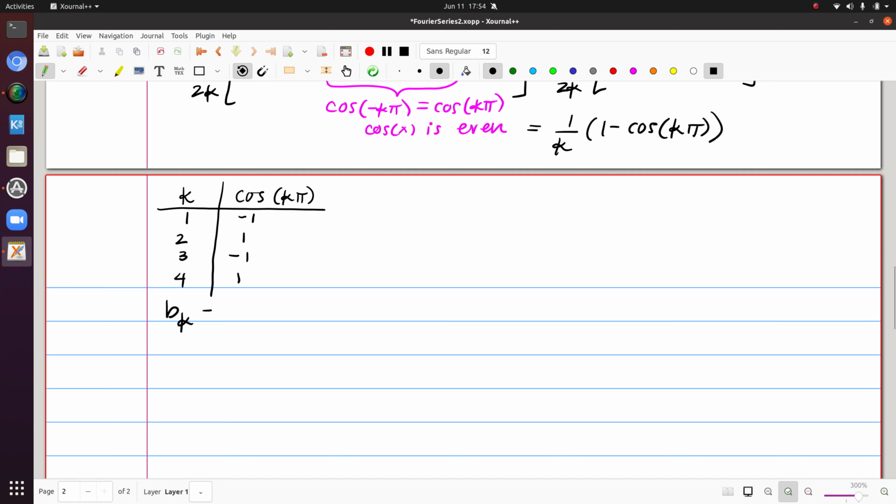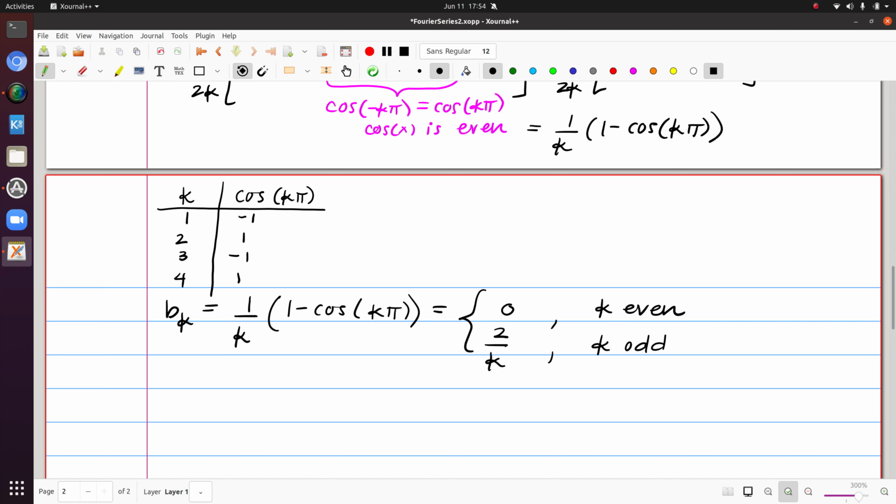So at this point, b sub k, we said, is 1 over k times the quantity 1 minus cosine of k pi. What this evaluates to depends on whether or not k is even or odd. So if k is even, then cosine of k pi is positive 1. So subtracting it from 1, we get 0. But if k is odd, cosine of k pi is negative 1. So in parentheses, we would have 1 minus a negative 1, or 2. And so in those instances, my b sub k would be 2 over k.